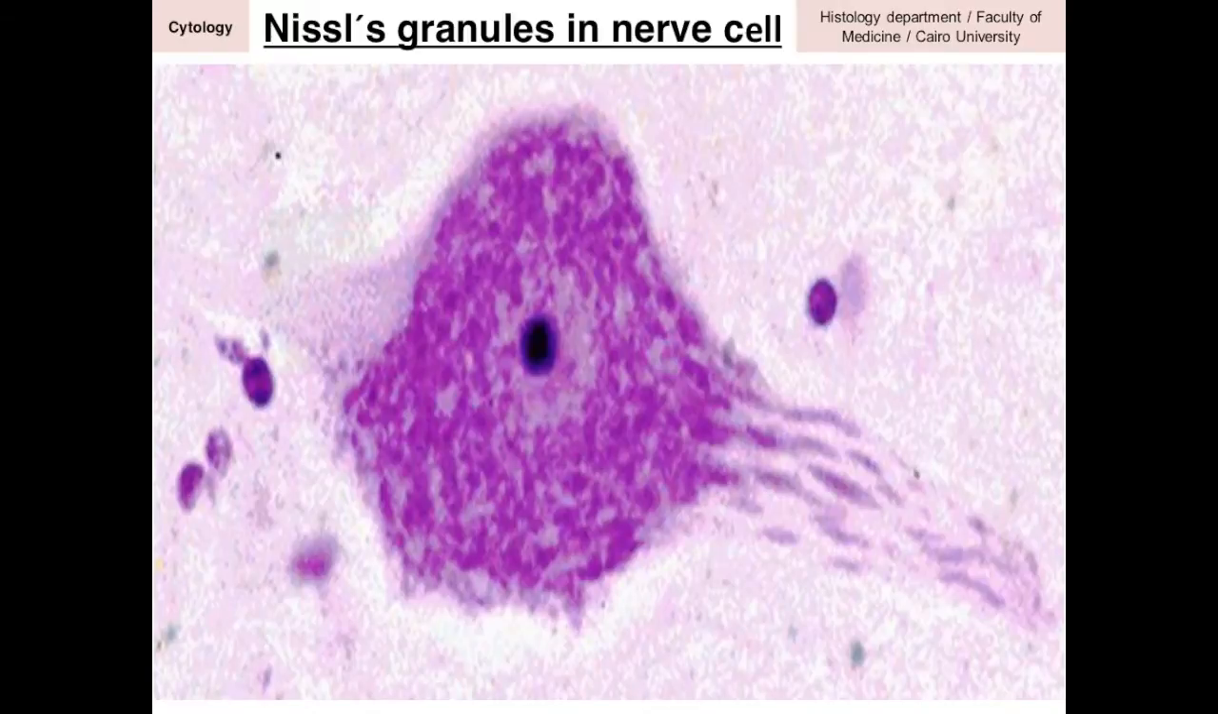This is a microscope picture showing the nerve cell, which is characterized by being a branched cell, giving rise to the dendrites and to the axon. Here in the body itself, we have these basophilic parts which are called Nissl granules. These Nissl granules represent the ribosomes and polyribosomes present in the cytoplasm. And this basophilia is called focal basophilia.